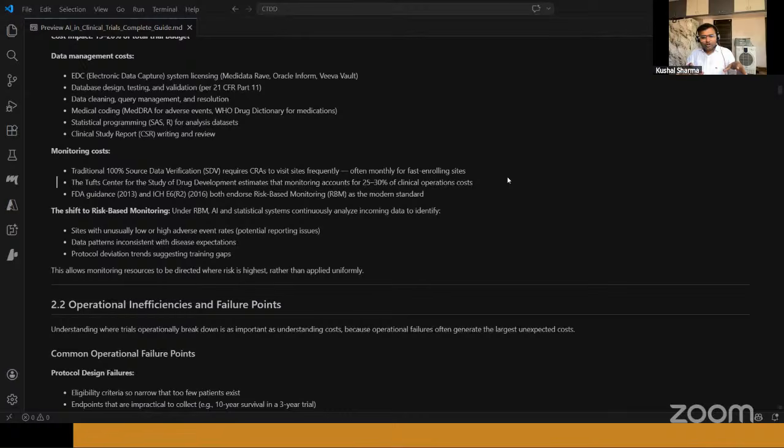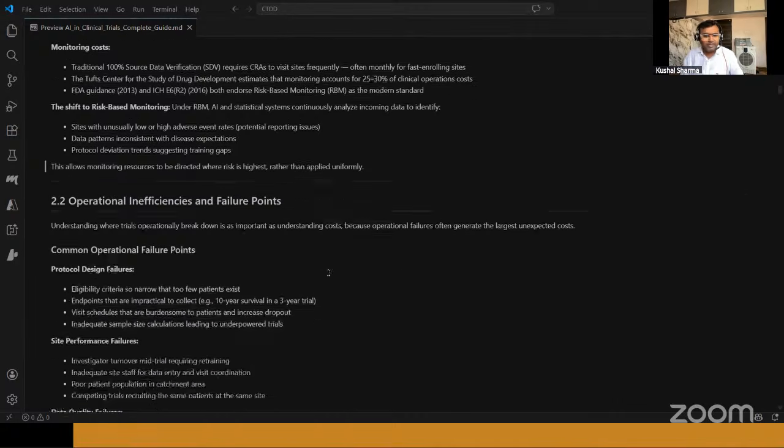Now, the shift to risk-based monitoring. Under RBM, AI and statistical systems continuously analyze incoming data to identify sites with unusually low or high adverse event rates, potential reporting issues, data patterns inconsistent with disease expectations, and protocol deviation trends suggesting training gaps. So this allows monitoring resources to be directed where risk is highest rather than applied uniformly.